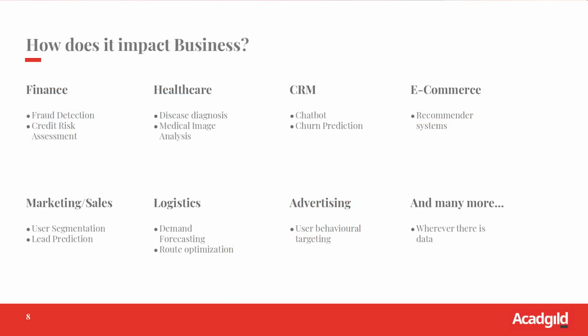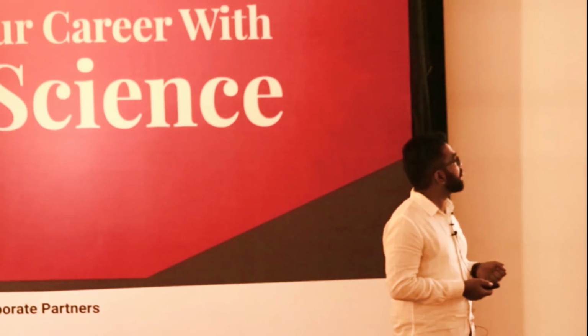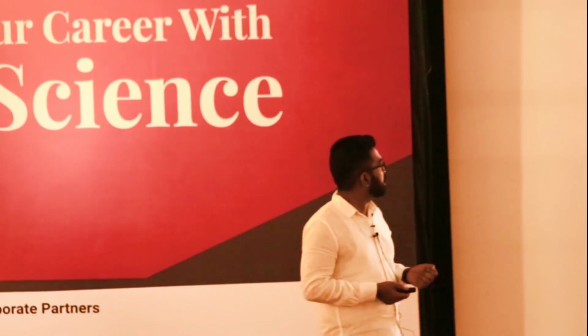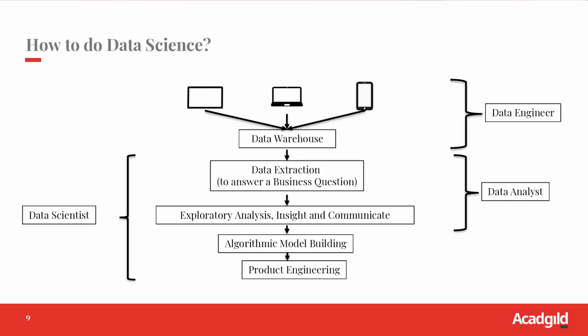And there are a bunch of other examples where data science can have an impact. In finance, you can have fraud detection and credit risk assessment. In healthcare, you can have disease diagnosis or medical image analysis, like understanding the risk of breast cancer by just looking at an X-ray. In CRM, the most famous example is a chatbot, or you can have churn prediction. You can identify which customers are going to churn and thereby give more priority to them. Similarly, in e-commerce, we have recommender systems. So wherever there is data, there can be data science built on top of it. That's the fundamental goal.